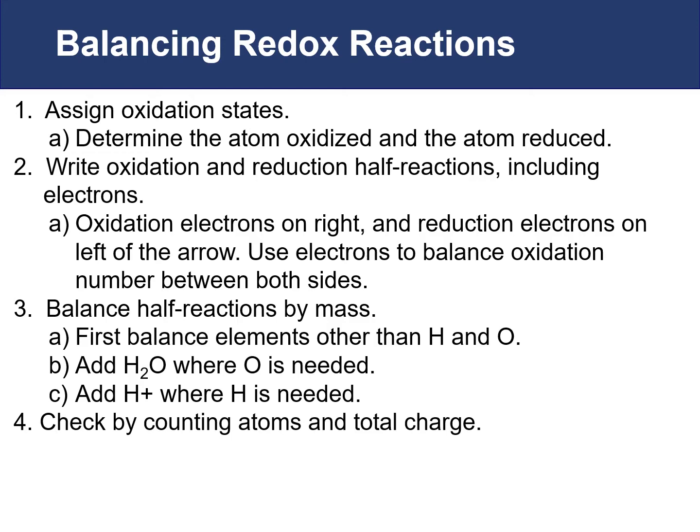You will then balance the half reactions for mass, first balancing all the elements that are not hydrogen and oxygen. Then you will balance the oxygen by adding water to whichever side still needs oxygen. And you will balance hydrogen at the end by adding H+ or the hydronium ion. Make sure you check by counting the atoms and the total charge when you're done that you have correctly balanced each half reaction.